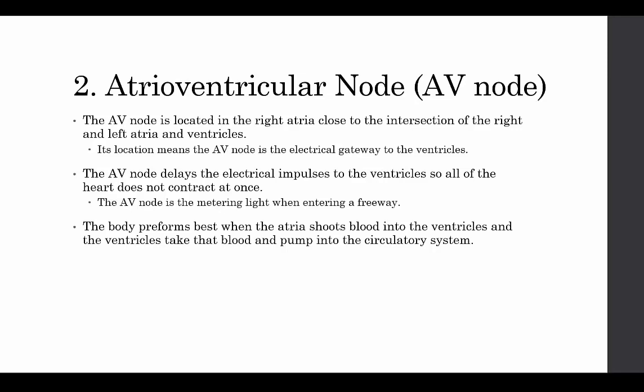So think of the AV node as a traffic signal or a metering light to enter the freeway during commute time. The light will hold you up until it's the most efficient time to enter the freeway. The same thing is happening with the AV node. The SA node is sending that car up the on-ramp. The AV node holds that car until the ventricles are ready to receive the car, and then as soon as the ventricles are ready, it turns the light green and the signal moves on into the ventricles. And of course it does this because the body performs best when the atria shoot the blood into the ventricles, and then the ventricles pump the blood into the circulatory system.